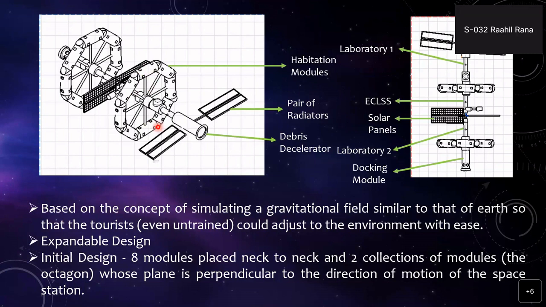Over here, as marked, you are able to see different modules, which we will be discussing in the future. The important modules over here. Initially, our design basically consists of 8 modules, which are placed neck to neck. And there are two collections of modules, or what we call a bus, which is called the Octagon, whose plane is perpendicular to the direction of motion of the space station.